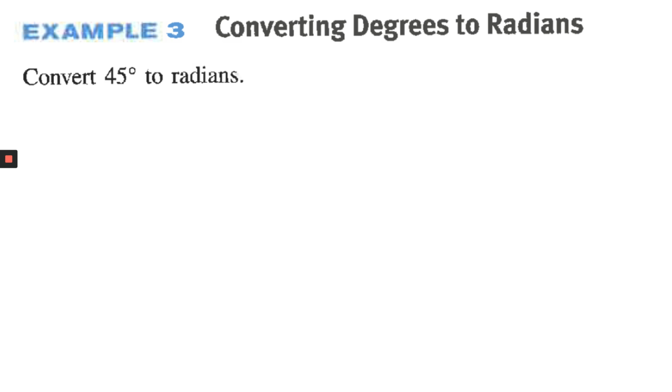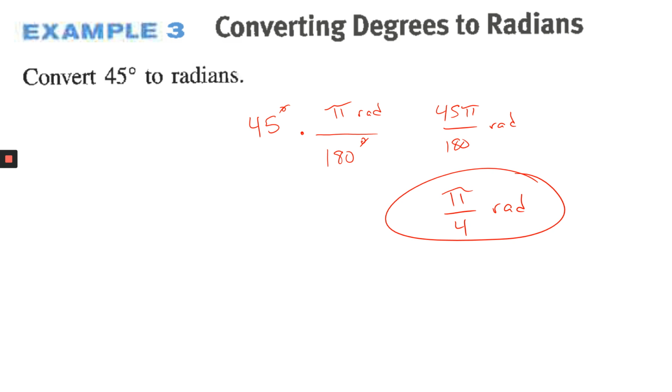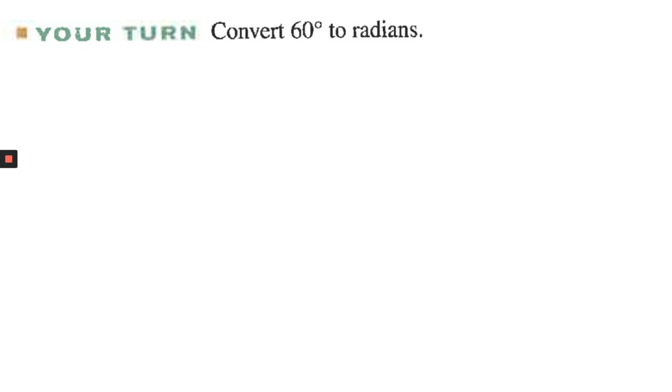So let's try one. Let's convert 45 degrees to radians. Our job here is to cancel out the degrees, so we need to multiply it by some fraction where degrees is in the denominator. We know that the constant is 180, that matches up with pi radians. The degrees cancel out, and so we'd have 45 pi over 180 radians. And 45 goes into 180 4 times, so we would have pi over 4 radians as our answer. Give it a shot.